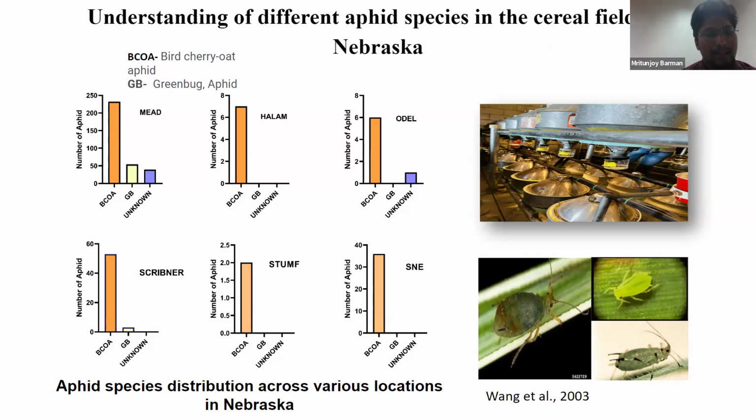Here we can see at Mead, Hallam, Odell, Scribner, and Stump, everywhere the bird cherry-oat aphid is the dominating aphid species compared to the greenbug. Previous scientists reported that greenbug can transmit these BYDV viruses more effectively compared to bird cherry-oat aphid. But our finding is contrary to theirs. We are getting more bird cherry-oat aphid here, so we have to further confirm whether there is a change in transmission efficiency in bird cherry-oat aphid or greenbug. We have to work on that topic. So next slide.